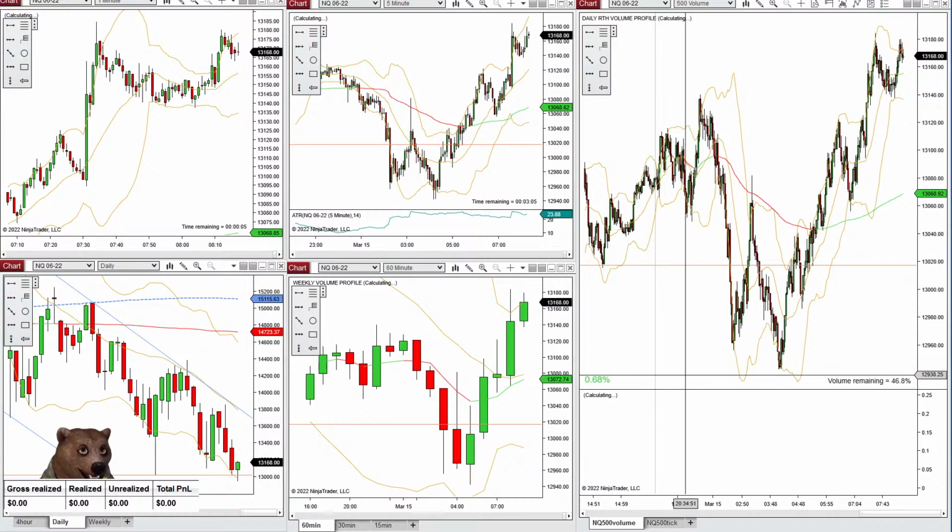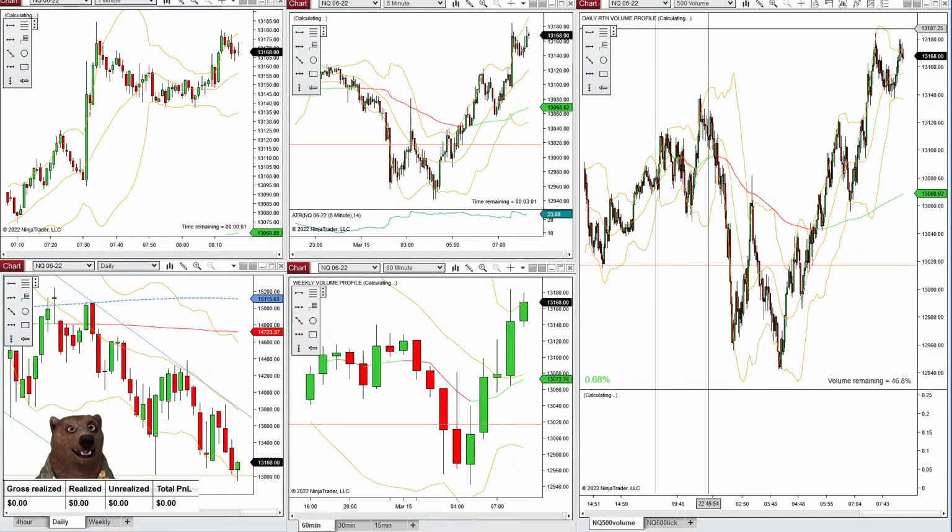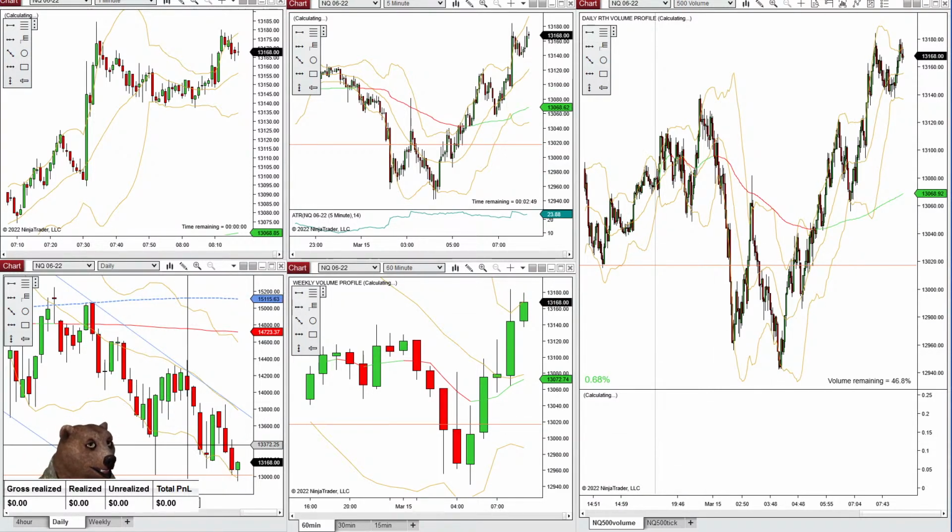Longer than expected. I've got Cumulative Delta still calculating down here. You can see my volume profile is still calculating as well. So we're going to wait for that, but that's what we look at last anyway. So we can just jump into our higher time frame.